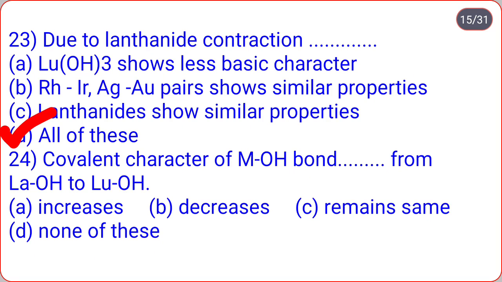Covalent character of metal hydroxide bond, M-OH bond, from LaOH, that is lanthanum hydroxide, to LuOH, that is lutetium hydroxide. Increases, decreases, remains same, none of these. So the correct option is A. Covalent character of the M-OH bond increases from LaOH to LuOH. This is according to Fajan's rule.